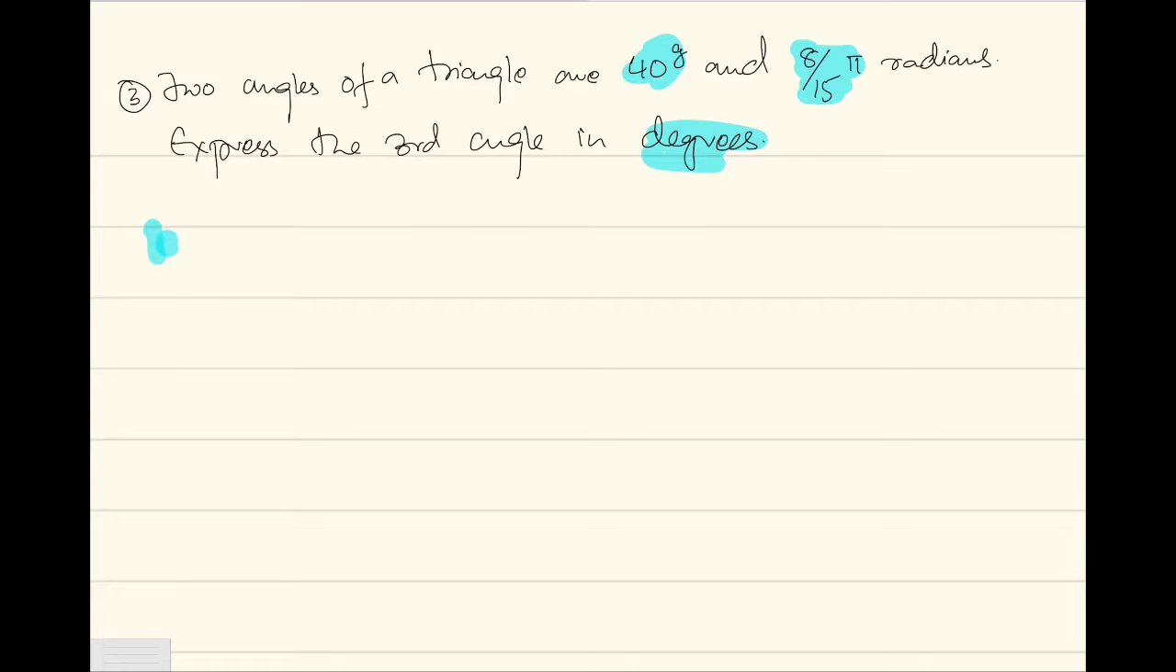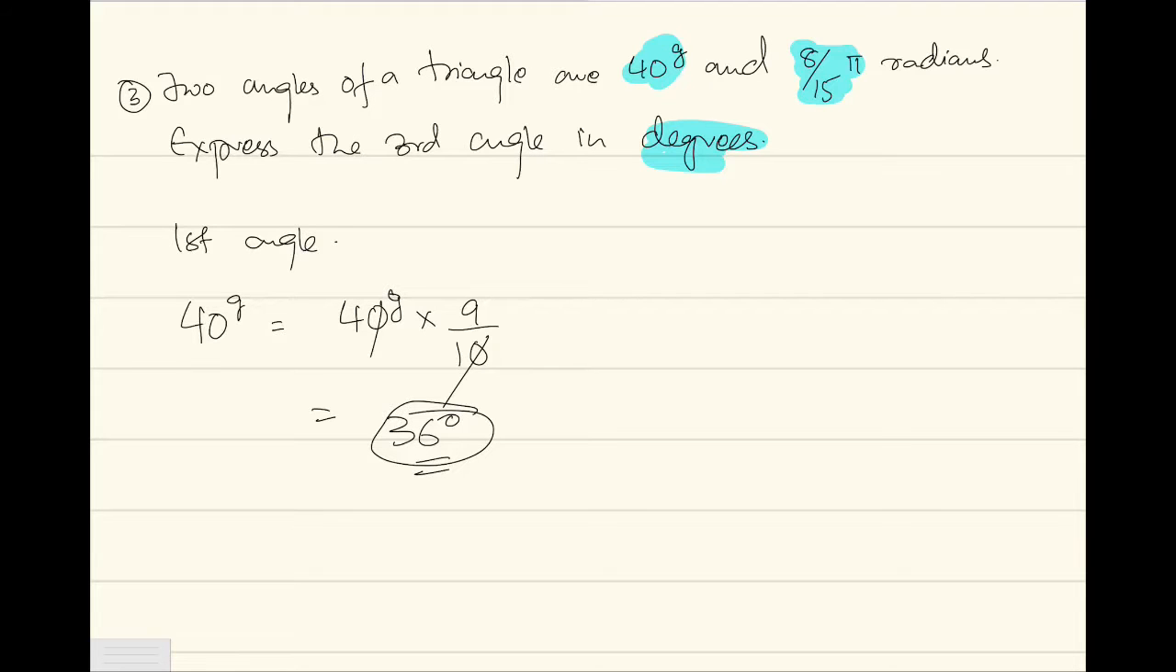Okay, so let's work out the first angle. Let me write it here. What is the first angle, everyone? The first angle is 40 grades. Let's convert this to degrees first. How to convert grades to degrees? You have to multiply it by 9/10, isn't it? So multiply it by 9/10. That was grade, by the way. So that gives me 0 and 0 gets cancelled. It'll give me 36 degrees. So the first angle is 36 degrees because I have converted grades to degrees. Remember that, this is the factor for converting grades to degrees. So I've already done the first angle.